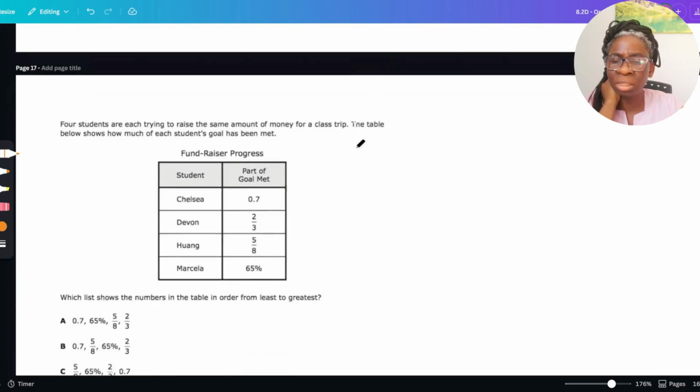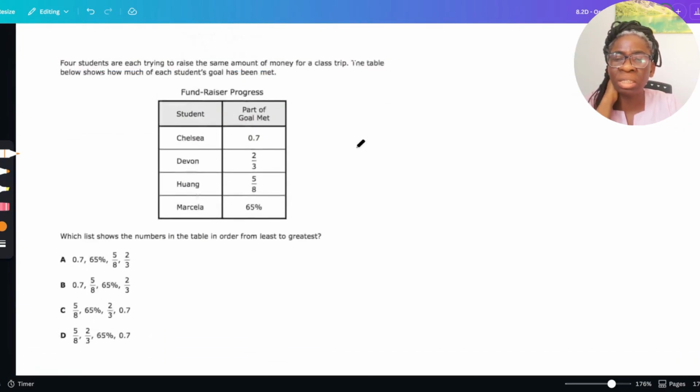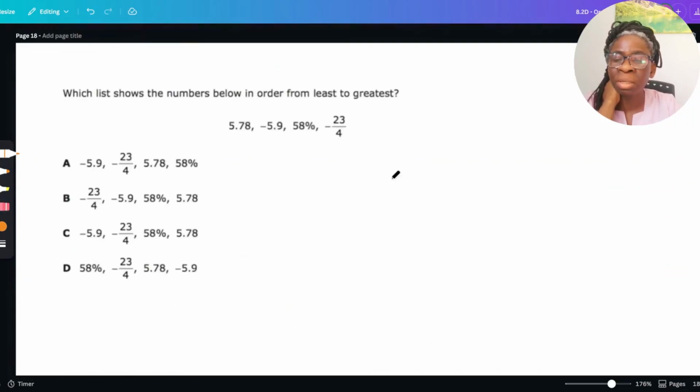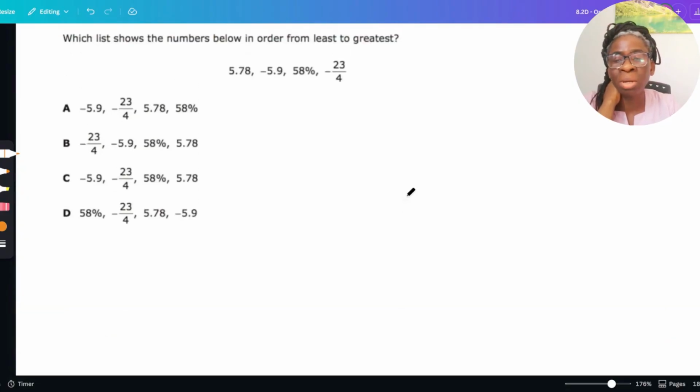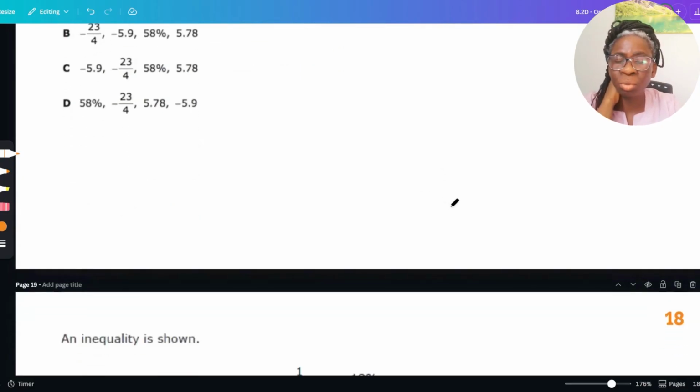The next question says 4 students are each trying to raise the same amount of money for a class trip. The table below shows how much of each student's goal has been met. Which list shows the numbers in the table in order from least to greatest? So 65% is the same thing as 65 over 100. So convert everything to decimal and arrange them from least to greatest. The next one, which list shows the numbers below in order from least to greatest? You know how to do this now. So convert to decimal and arrange everything from least to greatest.